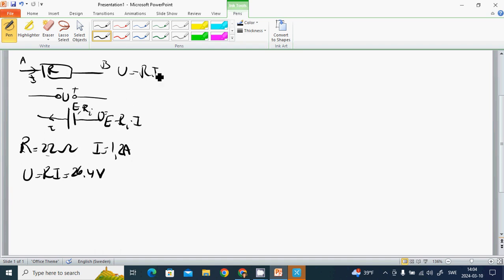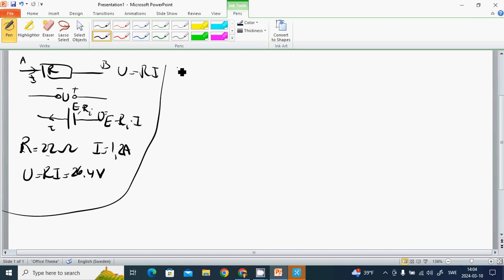And we have a battery driven lamp. It has a voltage U equals 1.5 volt, and I is 1.2 ampere. When it is on, the voltage is 1.3 volt. What is the battery's inner resistance, Ri?